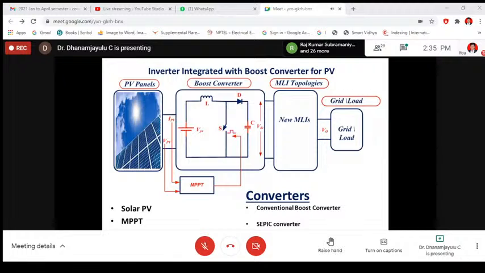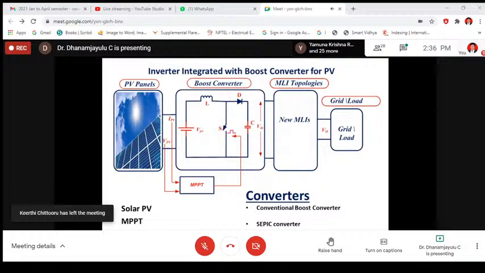When it comes to MLIs, as I said, we need to convert DC to AC, to get a quality output sine wave. So now I'm going to give a brief overview of solar PV MPPT design, as well as four types of converters, and I'll show you different types of multi-level inverters with a reduced number of components.